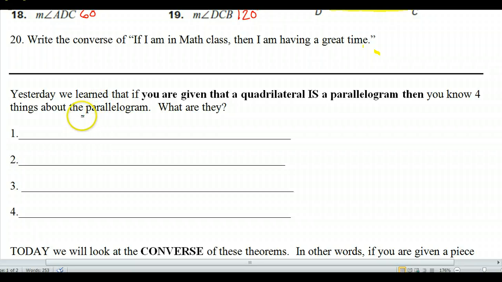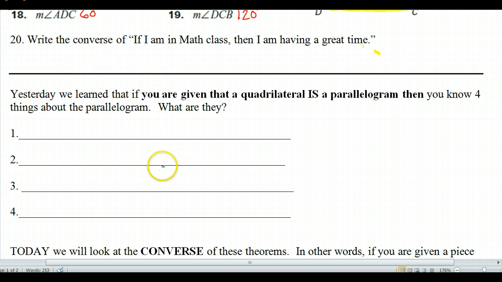Right. Well, tell me in general first. How do we build a converse just like in general? What do we do? We change the if-then statement. Right. We take that hypothesis and conclusion and we reverse them. We basically write the whole thing backwards. That's converse. So Jill is saying that this one would be, if I'm having a great time, then I'm in math class. That would be the converse.